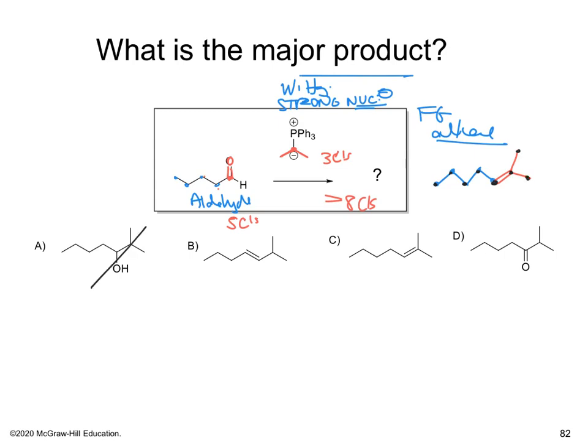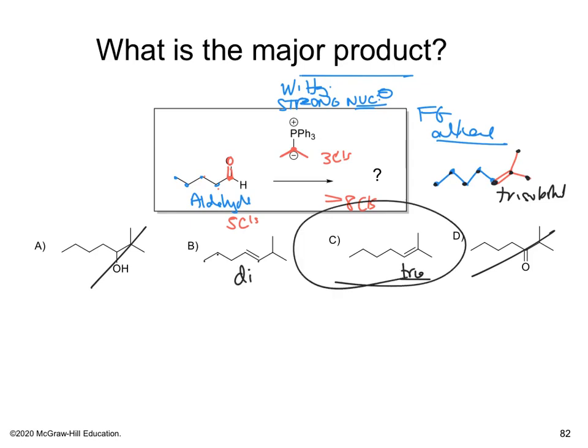And here, not an alcohol, not a ketone, so we got it down to 2. Count your carbons: 1, 2, 3, 4, 5, 6, 7, 8. So we do have the same number of carbons. This is a tri-substituted alkene. This is tri. This is di. So if you do your classifications, it's easy to narrow that down, and then you can see that they do match here.